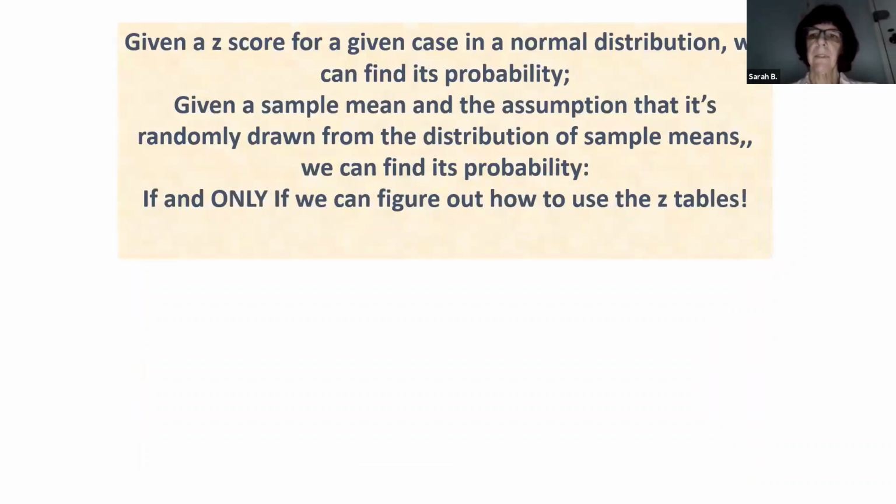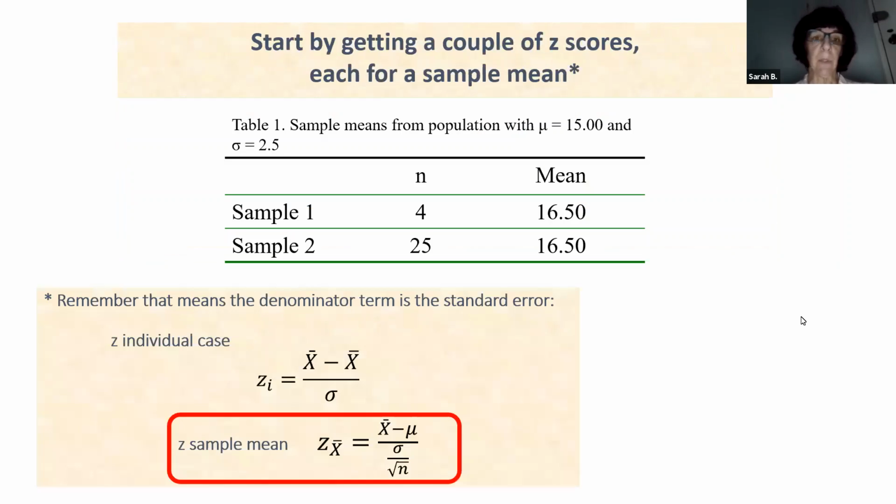So what we have is a situation, let's say, where we have a z-score for a given case in a normal distribution, and we know we can find its probability. Another situation we might be in is that we're given a sample mean, and we're given the assumption that it's randomly drawn from the distribution of sample means, and therefore we can find its probability. But we can only do these things if we can figure out how to use the z-tables.